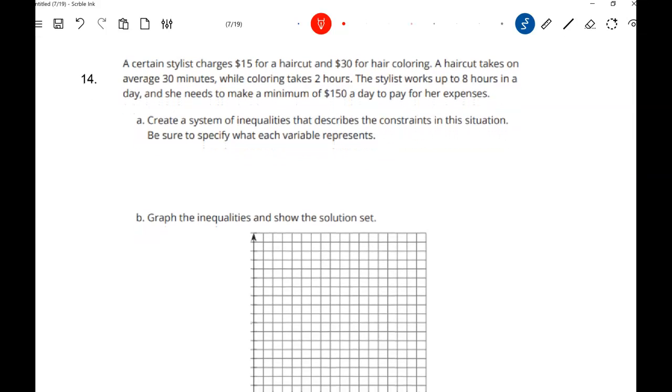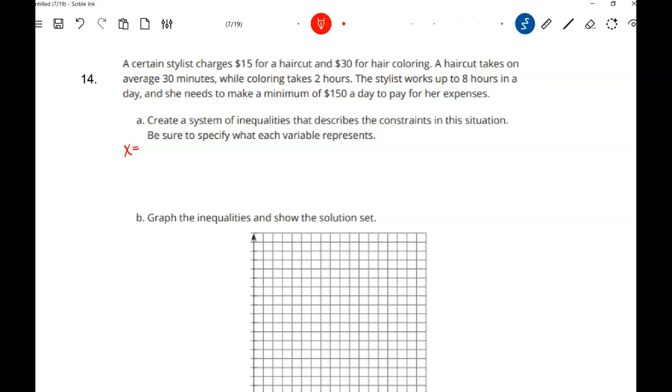Number 14 says a certain stylist charges $15 for a haircut and $30 for coloring. A haircut takes an average of 30 minutes, while coloring takes 2 hours. The stylist works up to 8 hours and needs a minimum of $150 a day to pay for expenses. Create a system of inequalities. And it says be sure to define or specify what each variable represents.